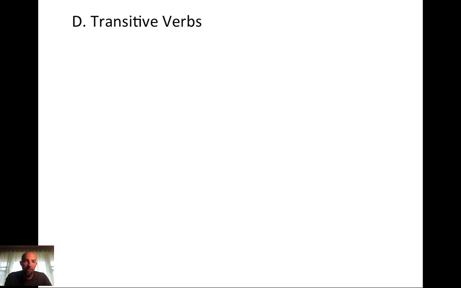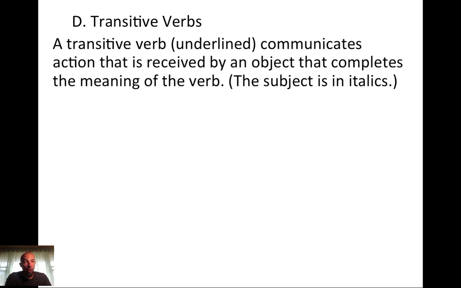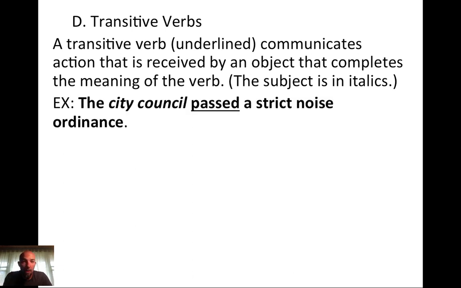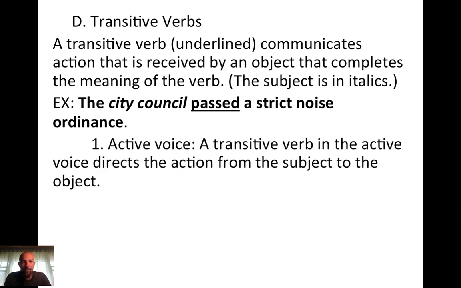Moving on. Transitive verbs. A transitive verb, underlined, communicates action that is received by an object that completes the meaning of the verb. The subject is in italics. The city council passed a strict noise ordinance. Passed what? The ordinance. A transitive verb in the active voice directs the action from the subject, city council, to the object, ordinance. It goes the same way as the sentence flows. So you don't have to be like, okay, wait, now what happened? And then go backwards. It goes forward the same way the sentence flows. It's a sick flow.